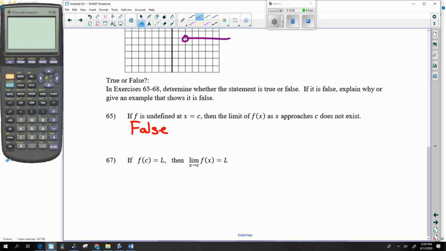That would be like a converse, something like this. If f of c is not defined, f of 2 or something like that, does that mean the limit is also undefined? No, the limit can actually be something. Okay, false.